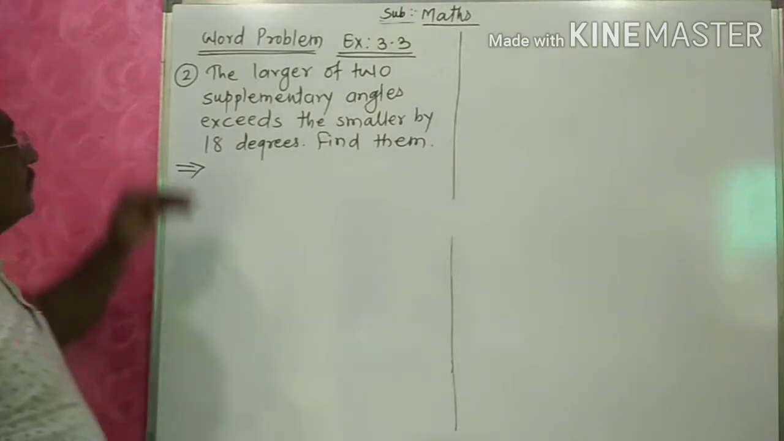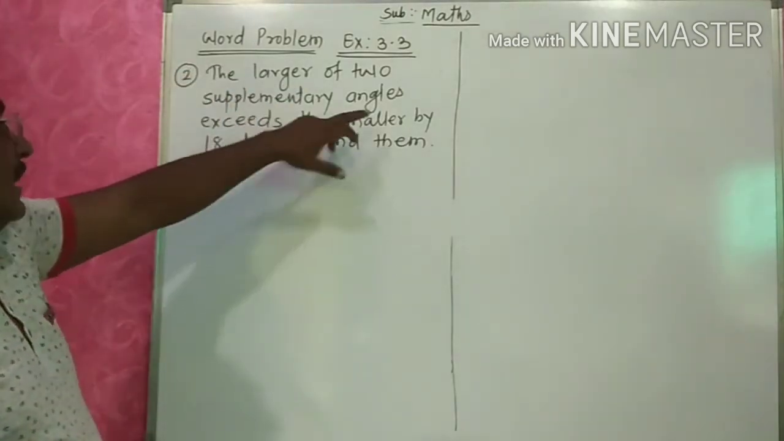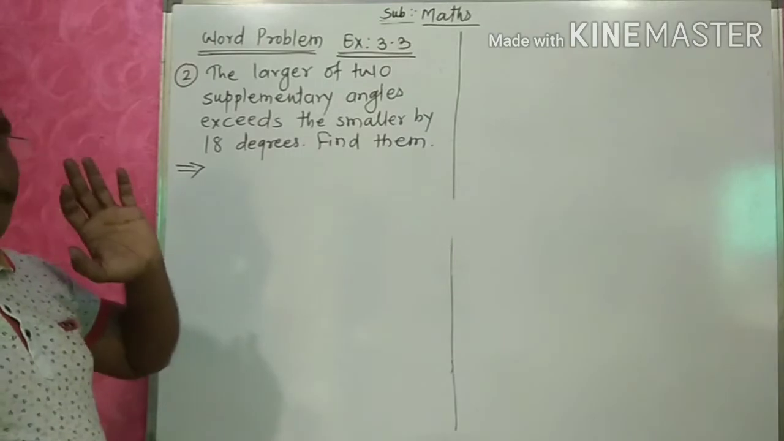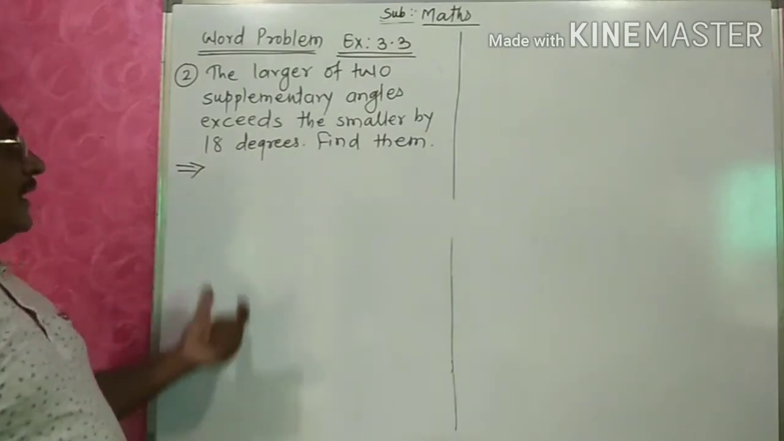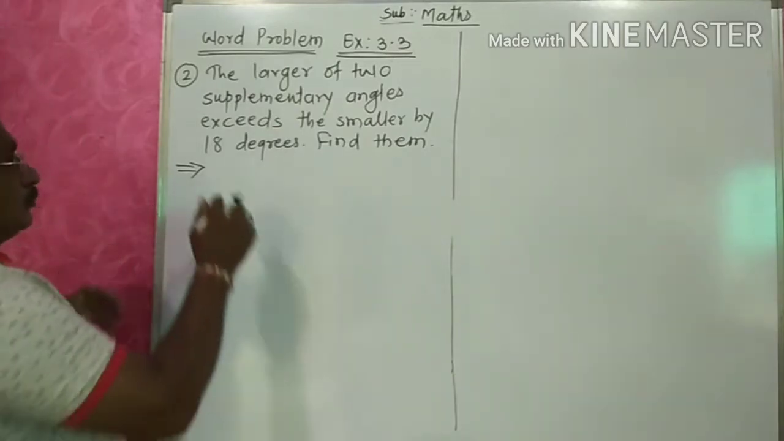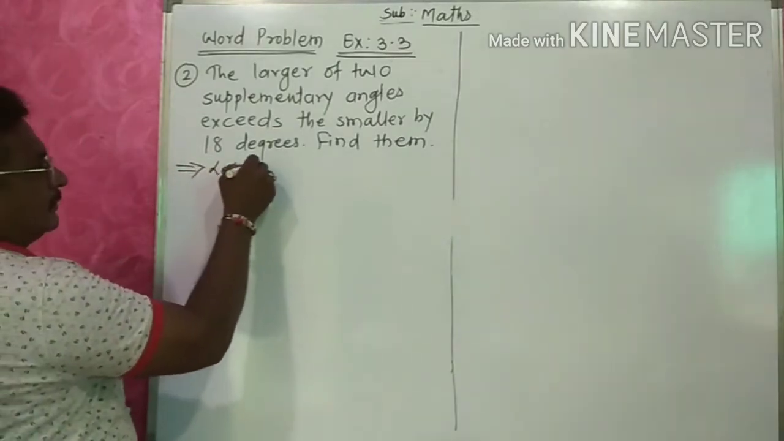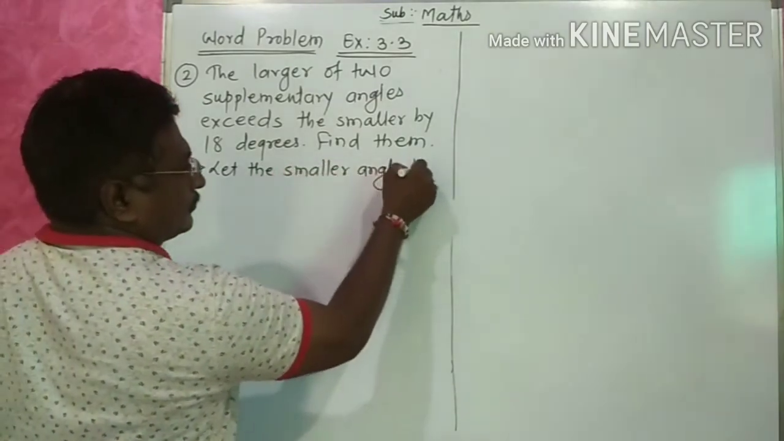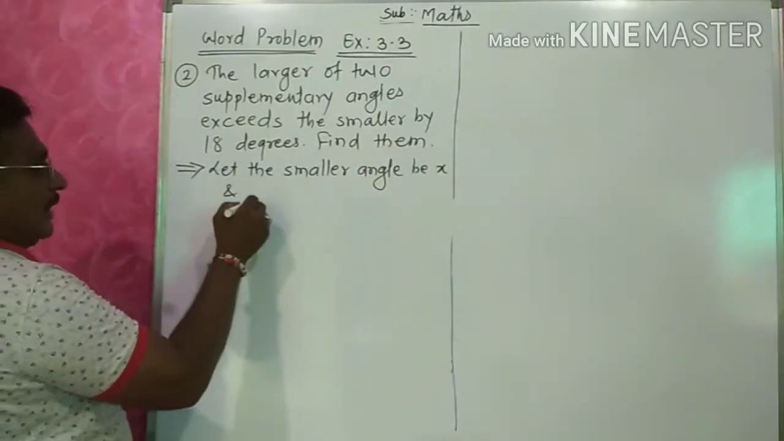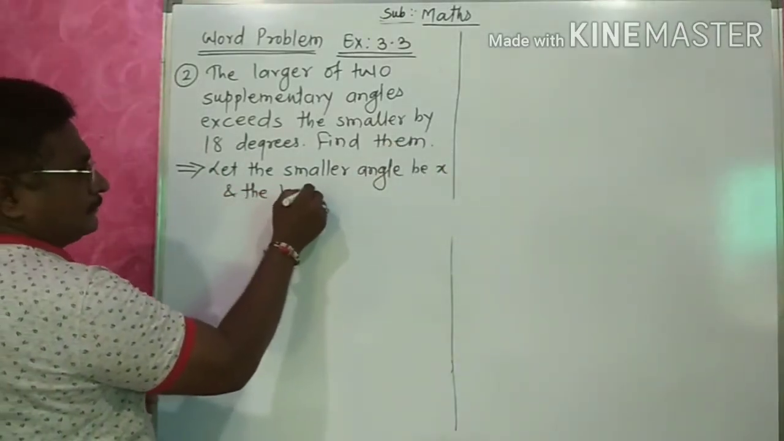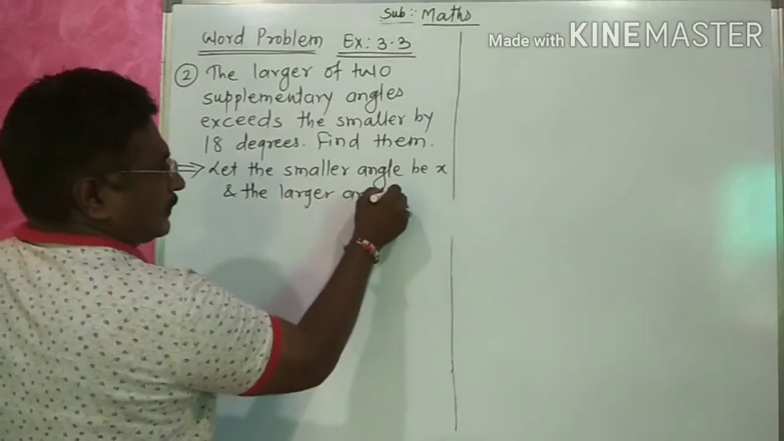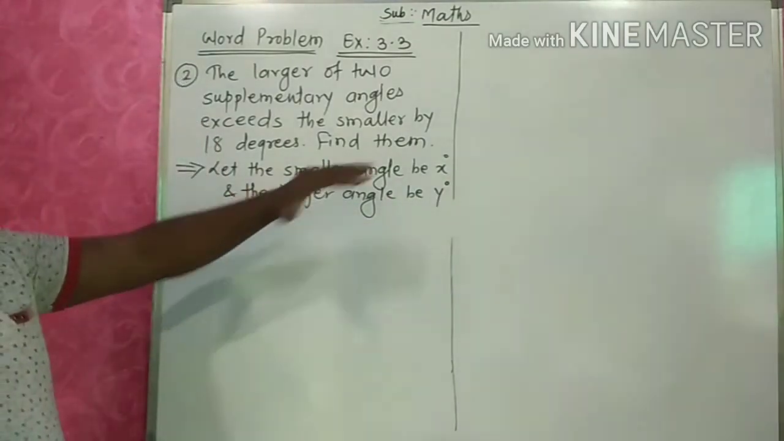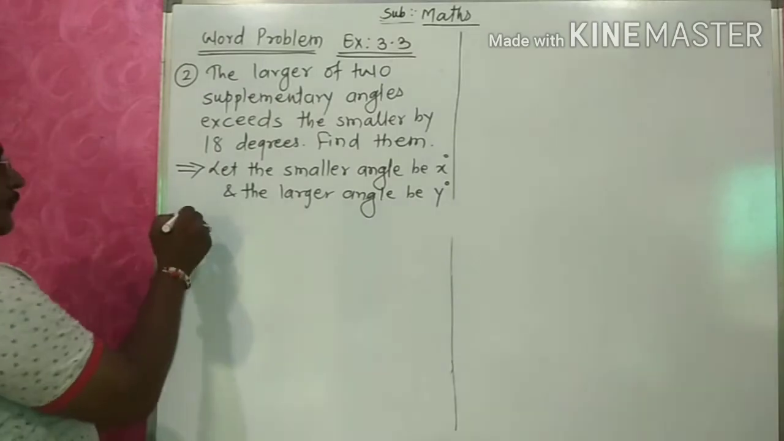Now the second question: the larger of two supplementary angles exceeds the smaller by 18 degrees. Find them. So here the smaller angle and bigger angle are given. So let the smaller angle be x and the larger angle be y. So first we decided x and y, two variables.